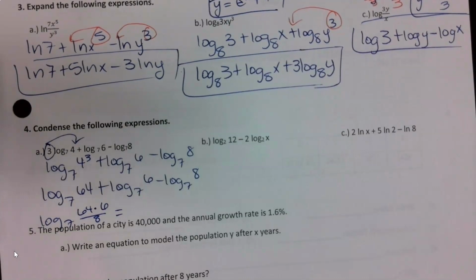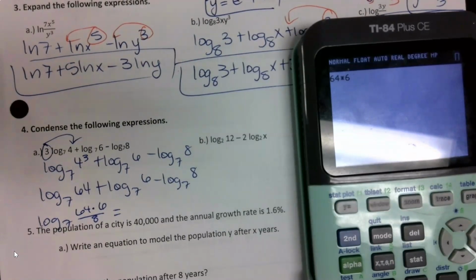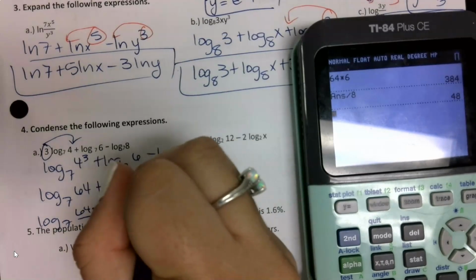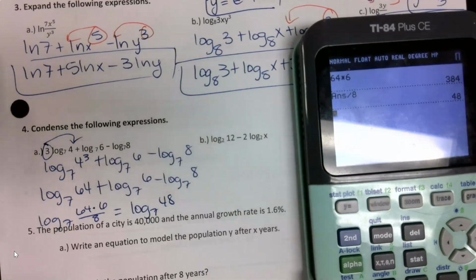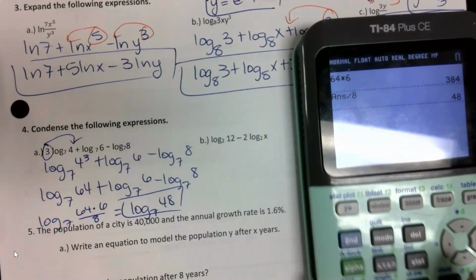I'm going to type this into my calculator to see if it simplifies nicely. So I have 64 times 6. And then I want to divide that by 8. This one does. It's 48. I can't take the log base 7 of 48 nicely, so I'm just going to leave it like that.